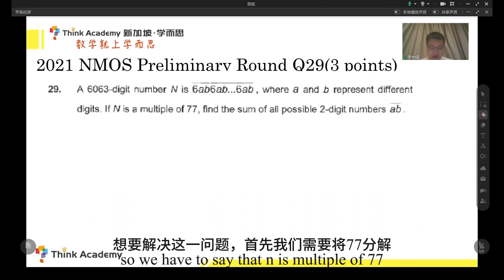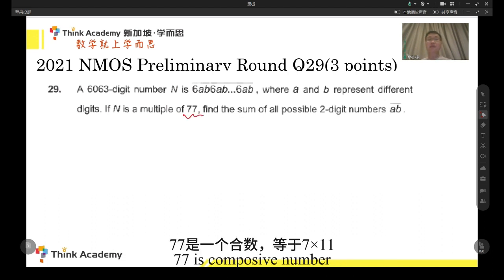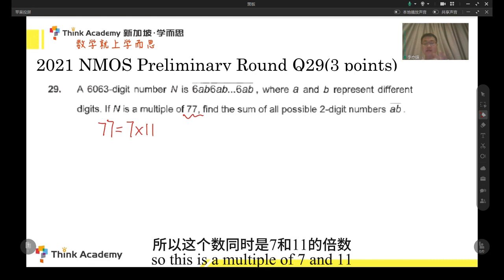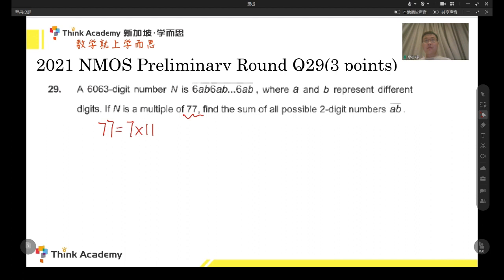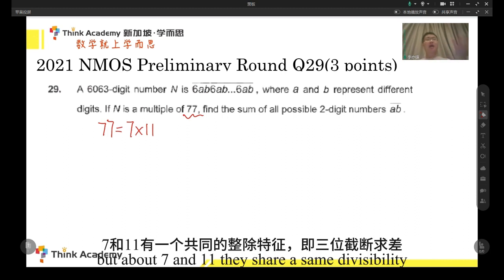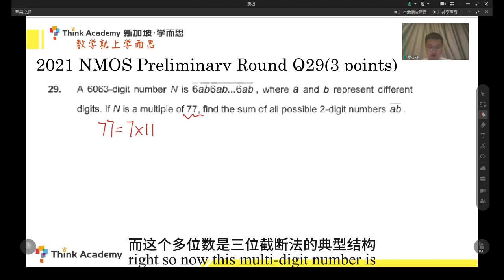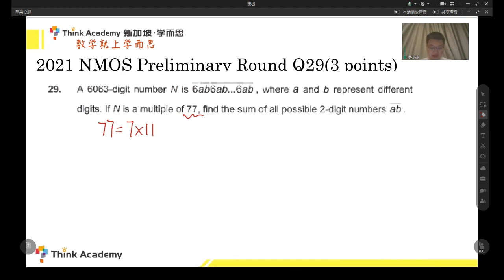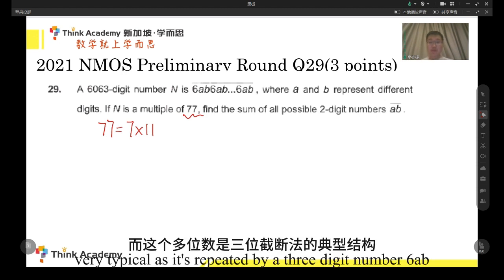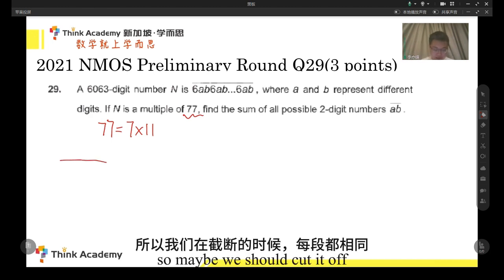We have to say that n is a multiple of 77. 77 is a composite number. We can notice that 77 is 7 times 11. So this is a multiple of 7 and 11. But 7 and 11 share the same divisibility characteristic, that is, cut by 3 and find the difference, right? Now this multi-digit number is very typical as it is repeated from a 3-digit number 6AB. So maybe we should cut it off.